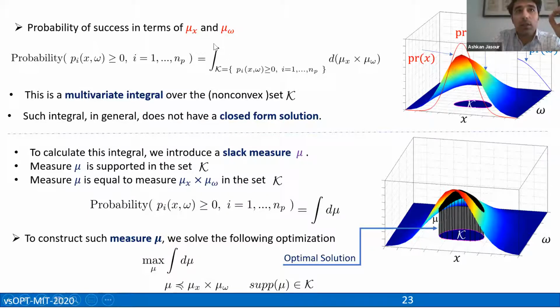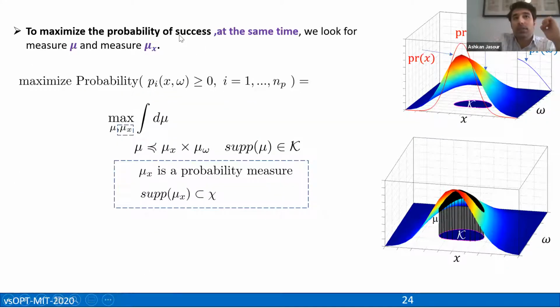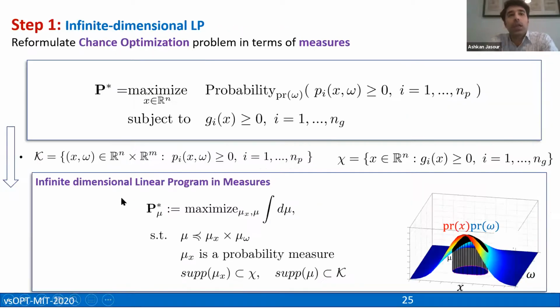Now, I assumed that the measure mu x is given. Now that measure mu x is unknown, to maximize the probability of success, we need to, at the same time, look for measure mu x and also slack measure mu. And for this, I just need to add the new variables to our optimization. So we are going to look for slack measure mu and also measure mu x assigned to design parameters, with the same cost function and constraints in terms of the mu and also in terms of additional constraints. Mu x is a probability measure and it is supported inside the feasible set of the chance optimization. And this results in our equivalent optimization in terms of the measures.